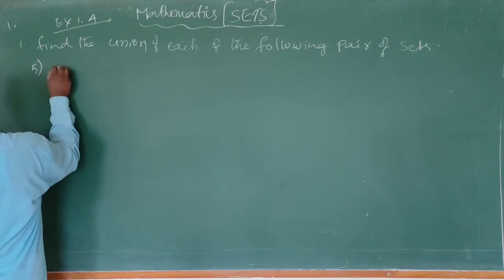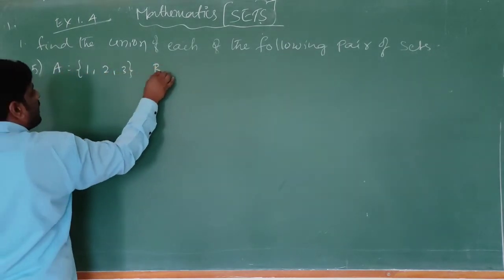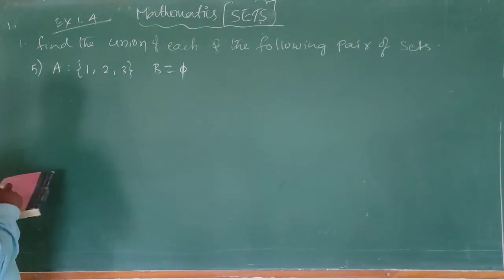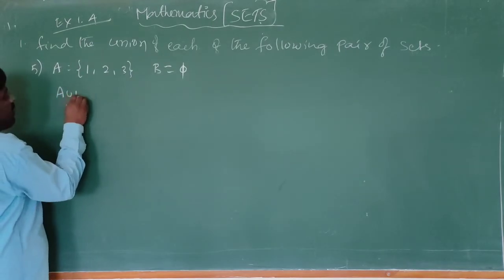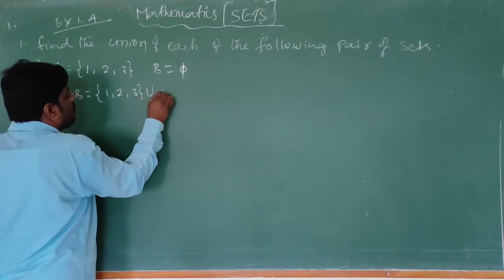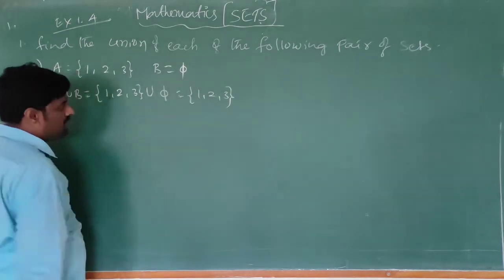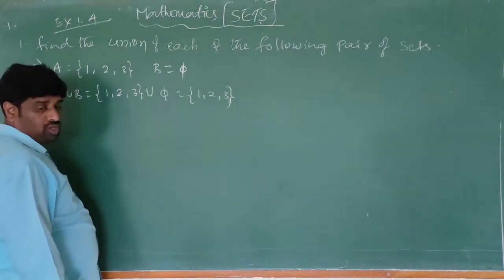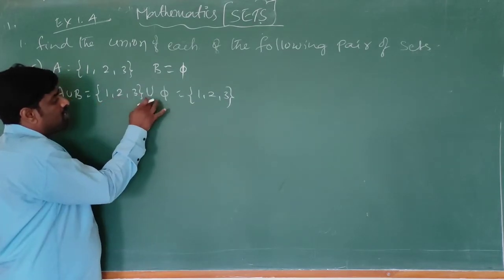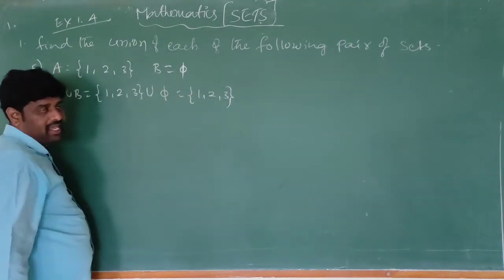Fifth one, A is equal to 1, 2, 3, B is equal to null. So here A union B is equal to 1, 2, 3 union null, so that is 1, 2, 3. Here null means no element. No element, that is A union null is equal to A. According to that, A union B is equal to A.